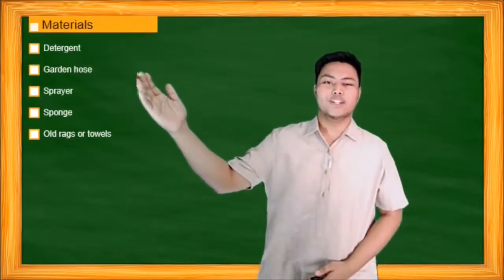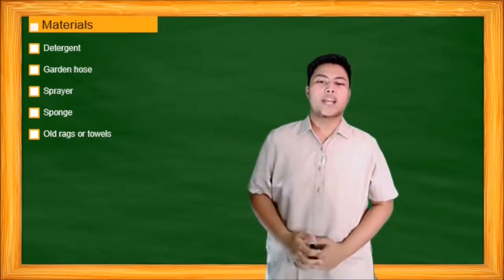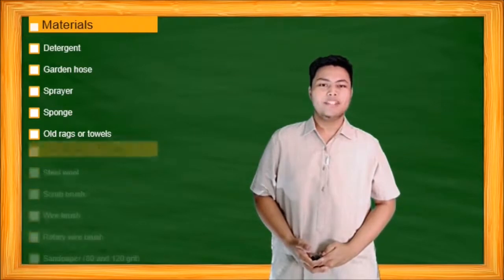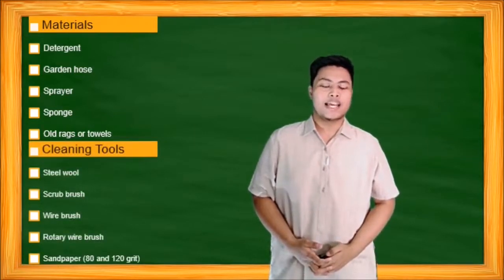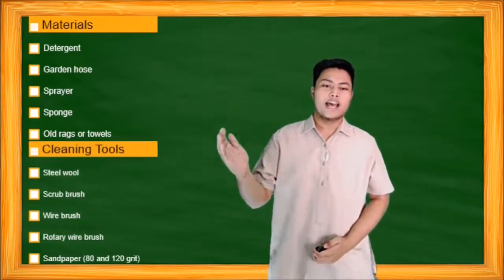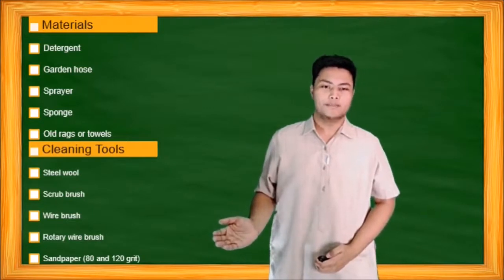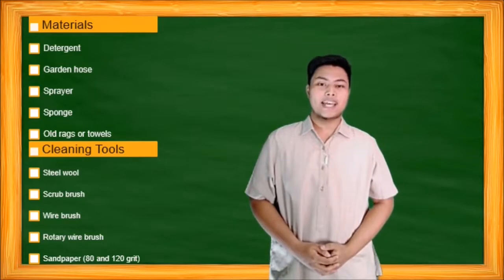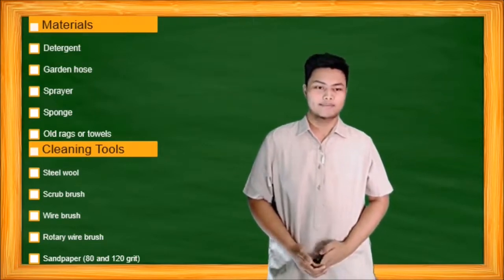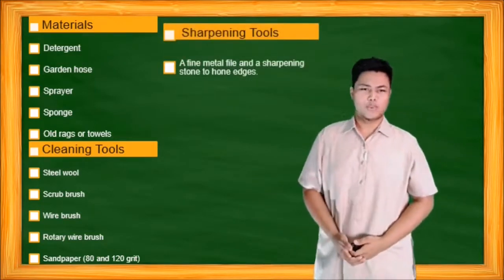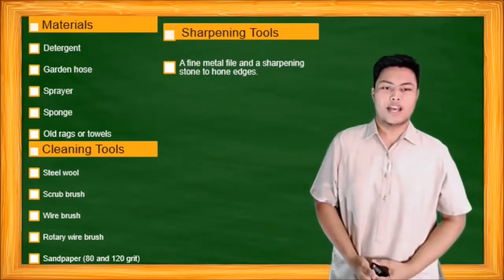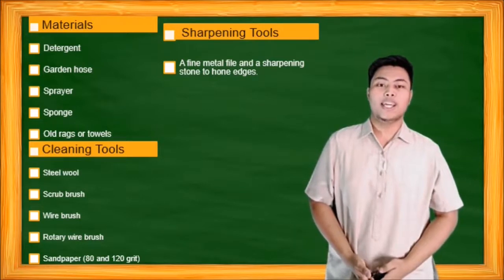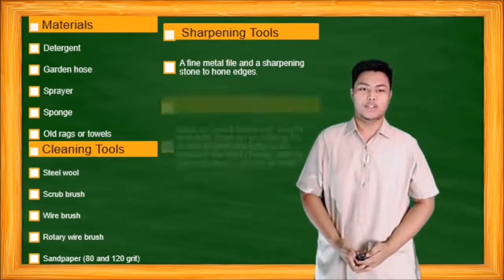We have the detergent, garden hose, sprayer, sponge, and old rags or towels. We also need the cleaning tools, specifically a steel wool, a scrub brush, wire brush, rotary wire brush, and sandpaper that has an 80 and 120 grit. As well as sharpening tools, a fine metal file and a sharpening stone to hone the edges of our tools.